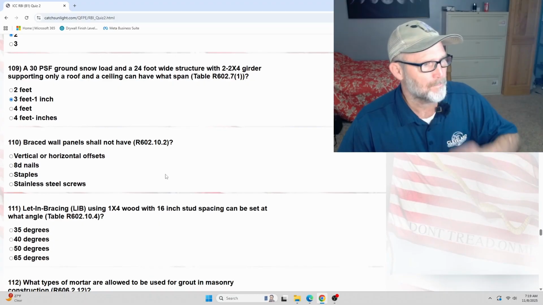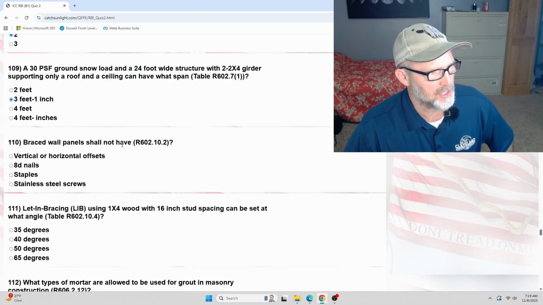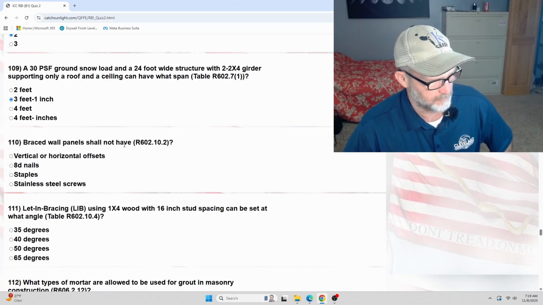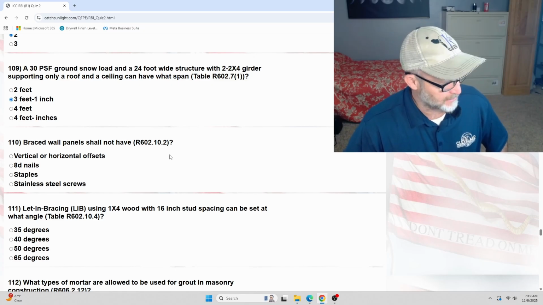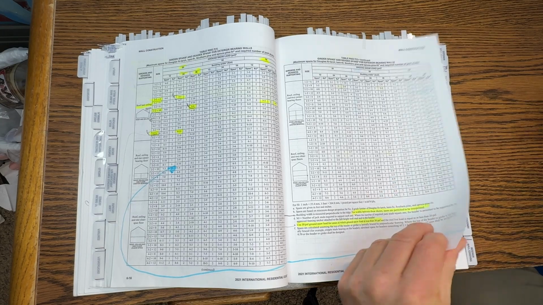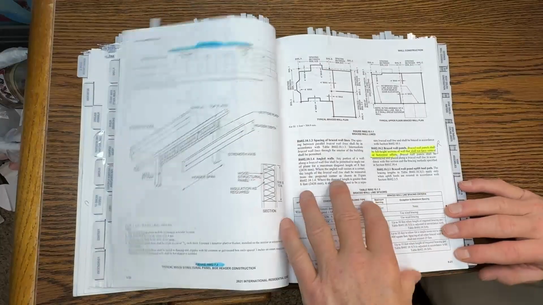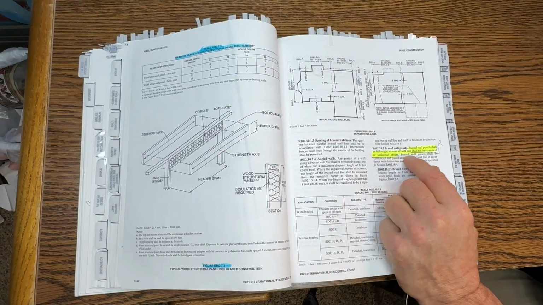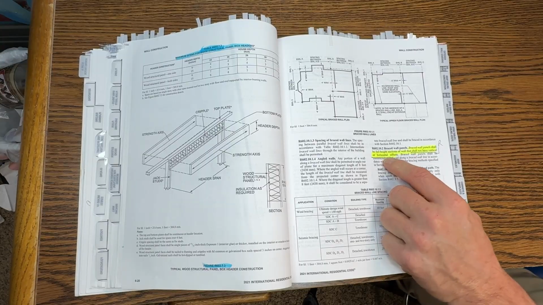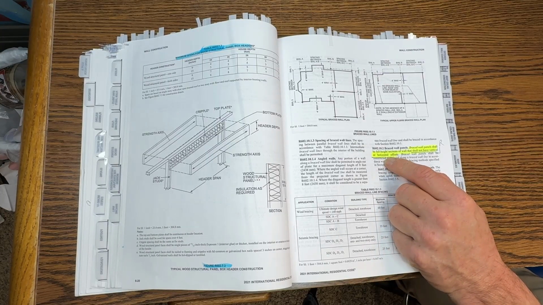All right, 110. Braced wall panels shall not have what? I don't know. Let's find out. R602.10.2. So let's look up R602.10.2. All right, right here. Braced wall panels shall be full height sections of wall that shall not have vertical or horizontal offsets. That's the answer. And it probably is obvious if you just look at it. It kind of makes sense.